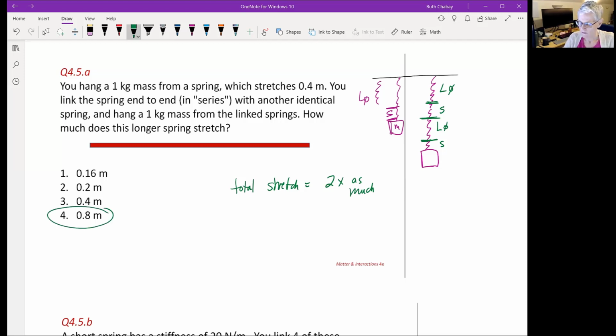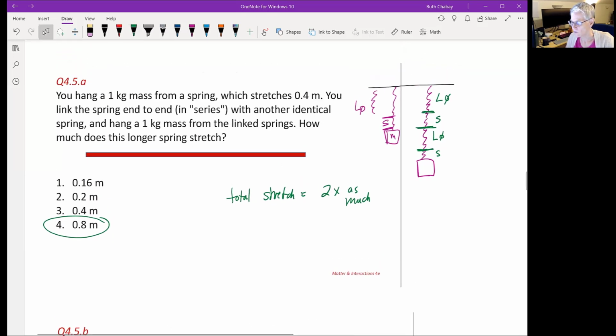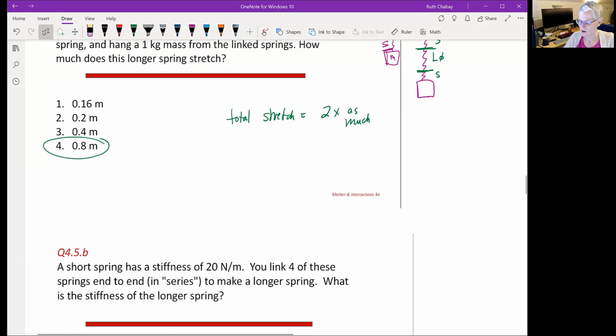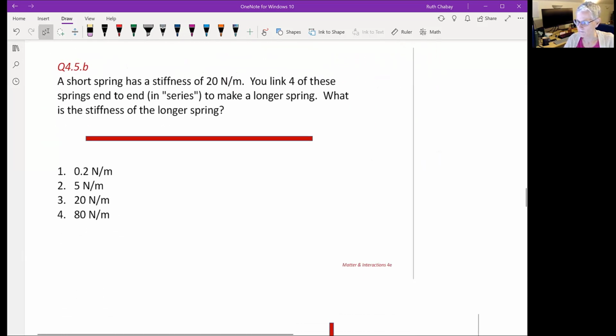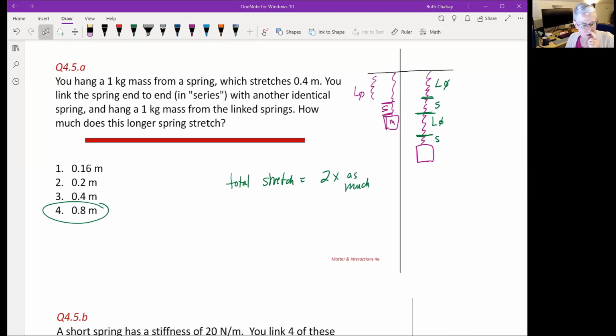So in fact, it would stretch twice as much. Does that make sense? Okay, assuming it makes sense, you can try this one. So actually, let's go back here. What does that tell us about the spring stiffness?